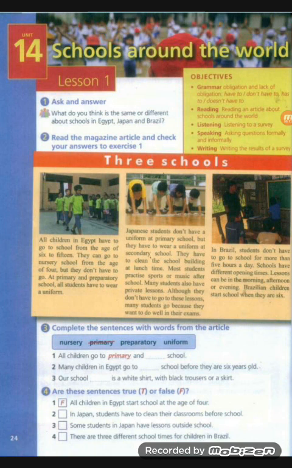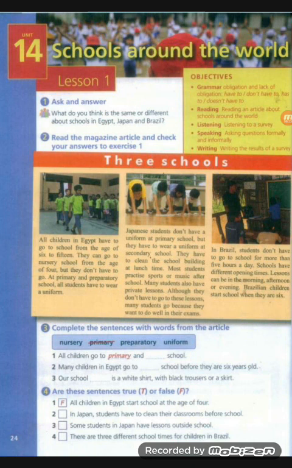Uniform is white shirt with black trouser or skirt. So uniform is a school wear you are wearing in school or at school during the school.